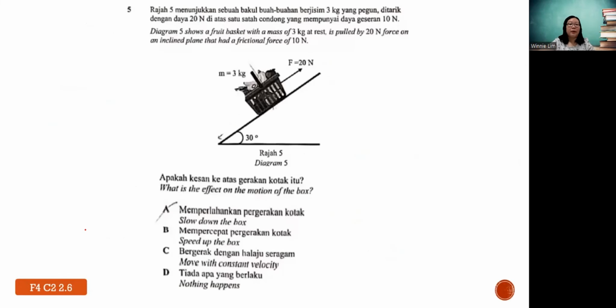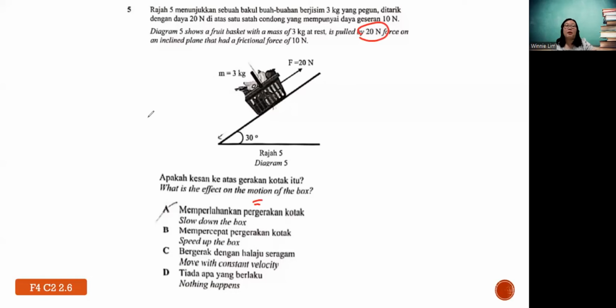Number 5 is Form 4. Basically, this one involves Form 5 as well, not only F net equals to ma, because you have this inclined plane. Diagram 5 shows a fruit basket with a mass of 3 kg at rest, and it is being pulled by a 20 Newton force on an inclined plane that has a frictional force of 10 Newton. So what will happen to the box if you were to pull it with 20 Newton?